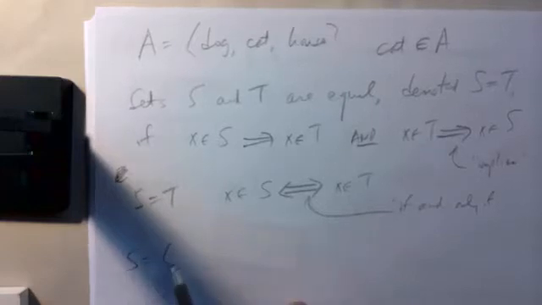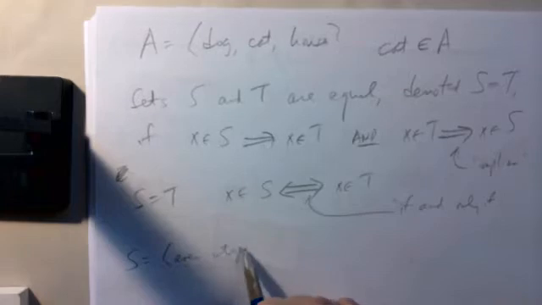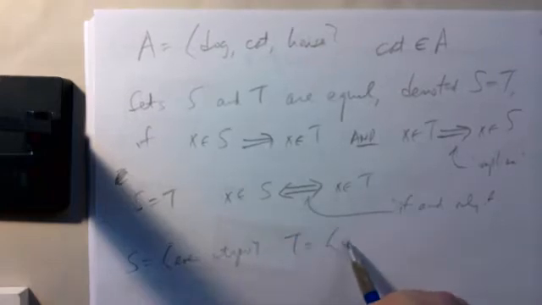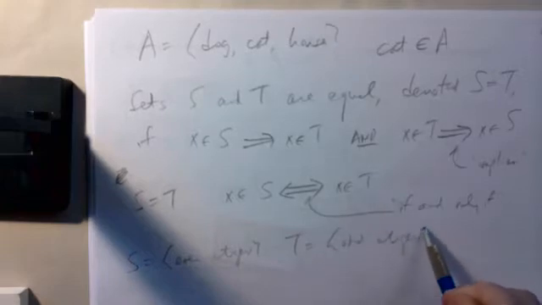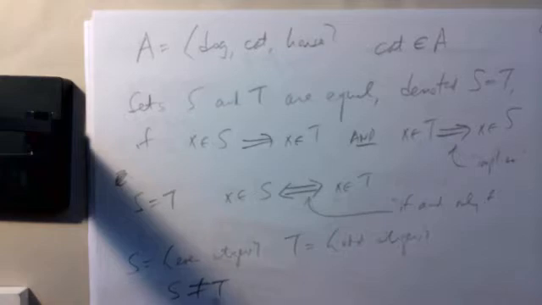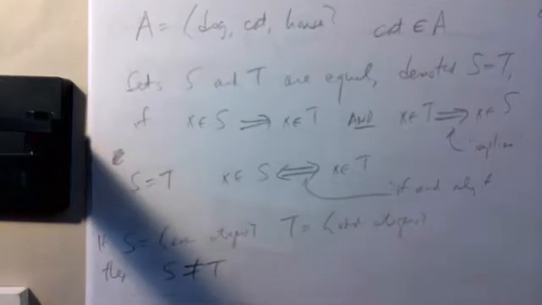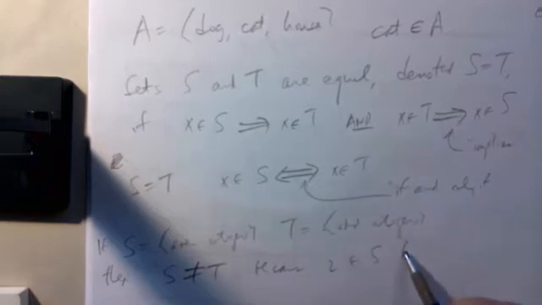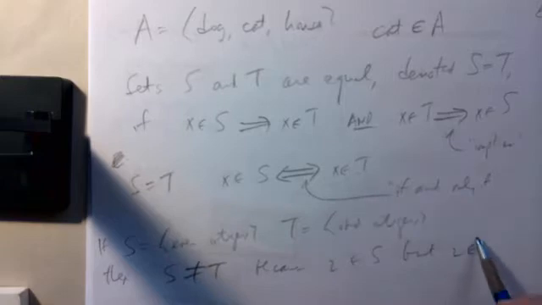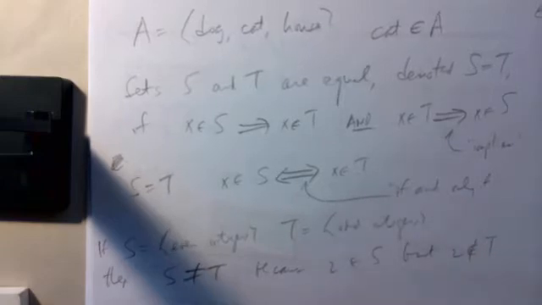So if you let S be the set of even integers and T be the set of odd integers, then S is different from T because, for example, 2 is an even integer, so 2 is in S, but 2 is not an odd integer, so 2 is not in T. Any questions about this?